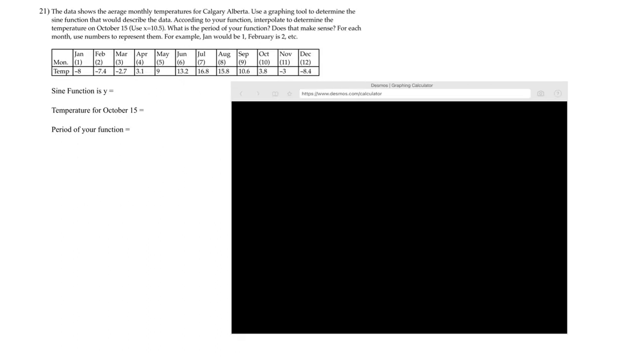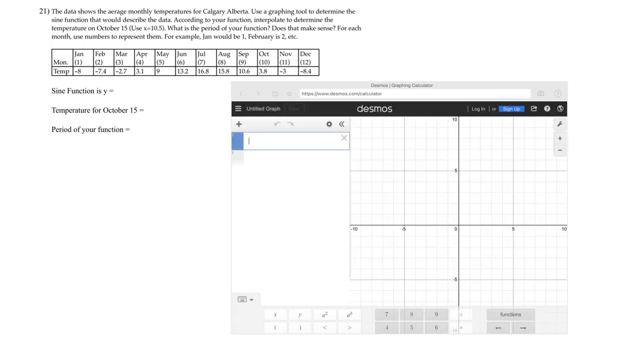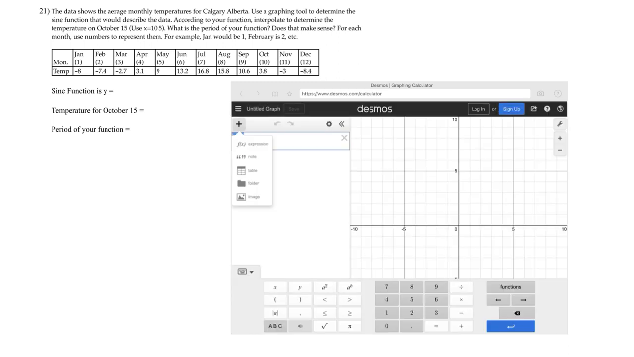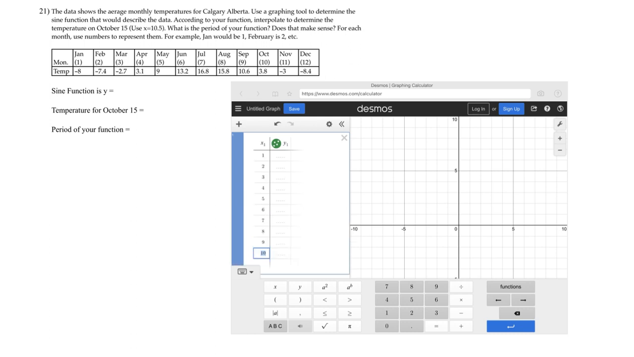The next question involves a table that we're going to have to model. Oh, I had all the numbers typed in and it deleted them, darn. Okay, so I'll put them in again. 1, 2, 10, 11, 12. So minus 8, minus 7.4, 0.7, 3.1, 13.2, 16.8, 15.8, 10.6, 3.8, minus 3, minus 8.4. There we go. I can see some dots over to the right there.